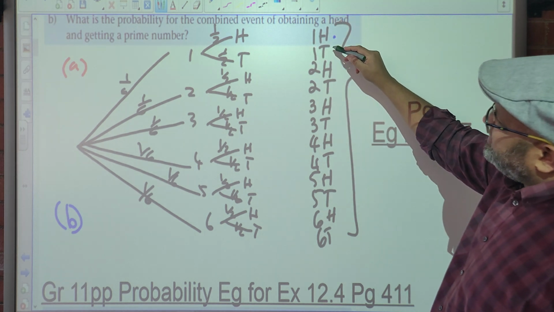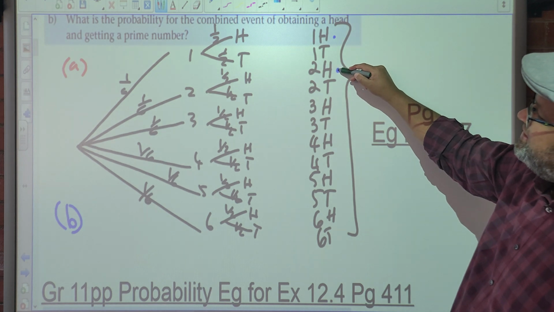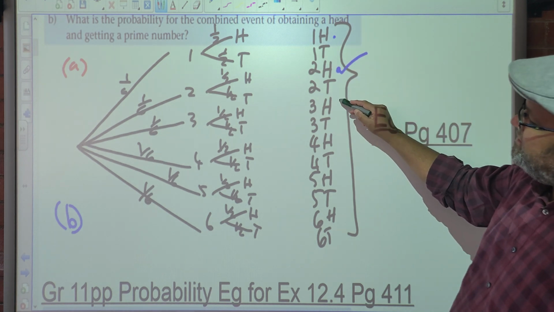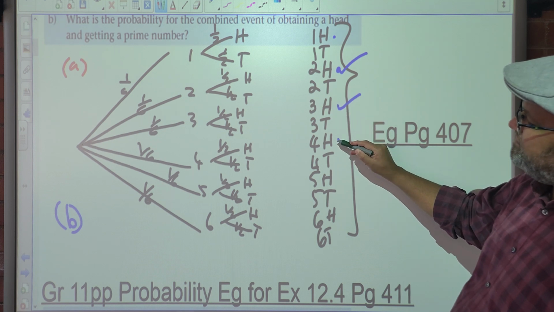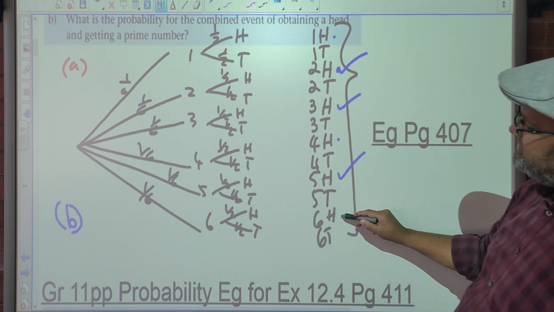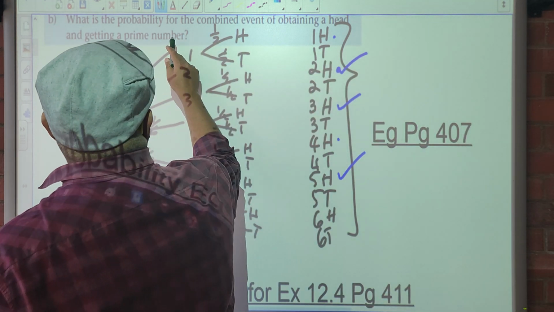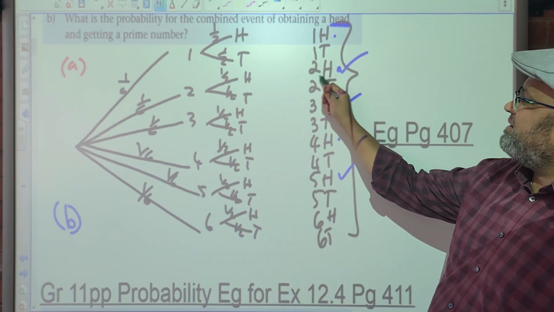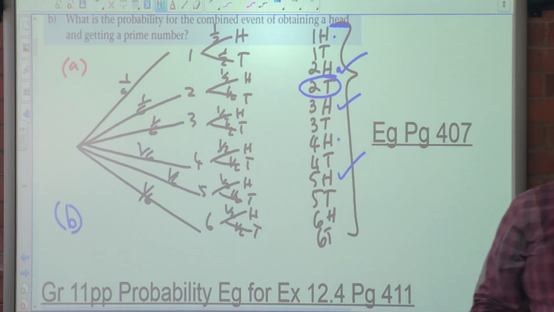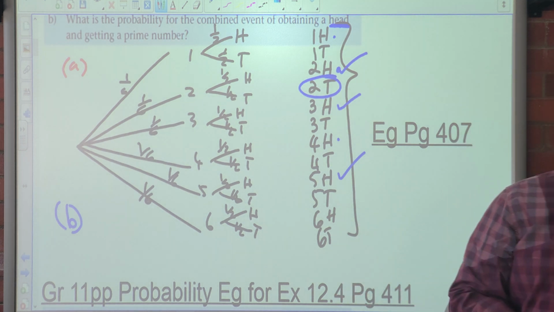Can it be the second? Okay, so I'm just going to look where it's heads. Can it be 2 and heads? Yes. 3 and heads? Yes. 4 and heads? No. 5 and heads? Yes. 6 and heads? No. Why am I only going with heads? Because it says a prime number and heads. Although that is a prime number and tails, I'm not going to consider it, because the condition is prime number and heads.